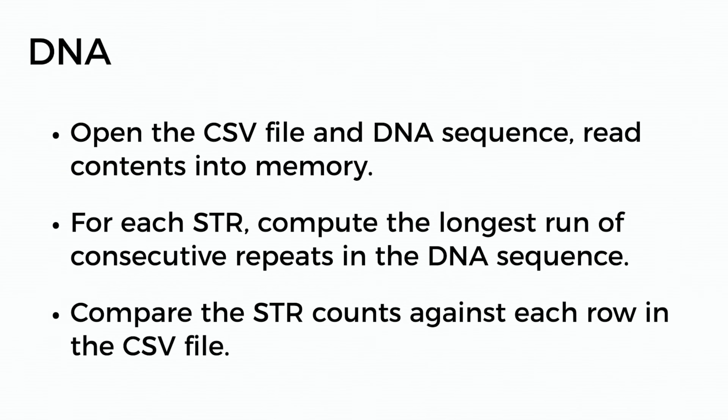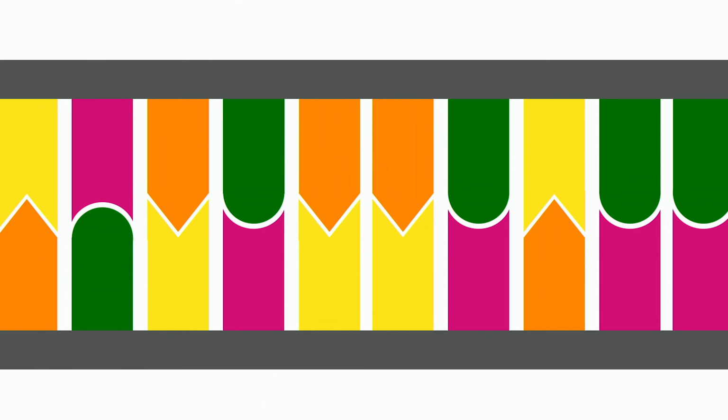So, once you've opened up the CSV file and the DNA sequence into memory, calculated all of the STR counts, and then compared those counts against each row in your CSV file, you should then have the ability to take a sequence of DNA and figure out, most likely, who that DNA belongs to.